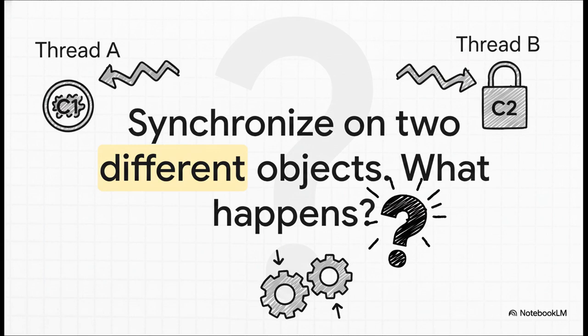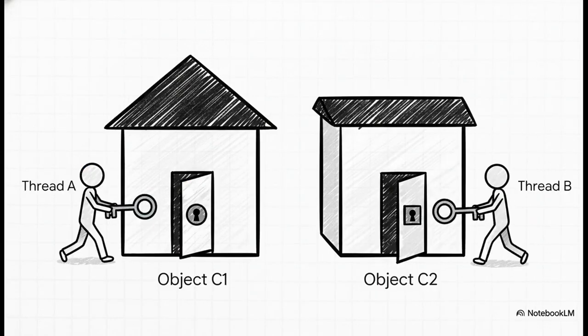Okay, quick pop quiz to see if you're following. Let's say thread A gets a lock on counter object 1, and thread B gets a lock on a totally separate counter object 2. What happens then? Do they block each other? The answer is a big no, and this is so important to understand. They don't block each other at all. Think about it. They're like two people with two different keys trying to get into two different houses. There's no conflict. Each thread has the lock for its own specific object instance. This just proves that the lock is tied to the object, not the class as a whole.